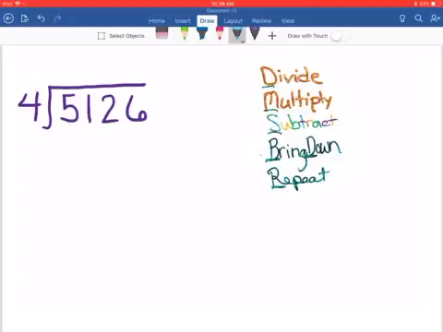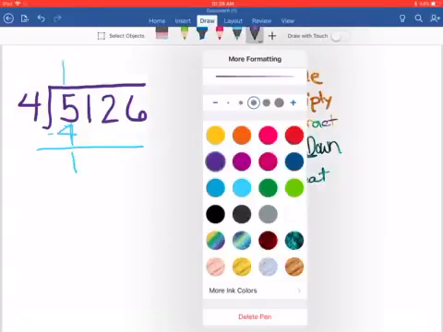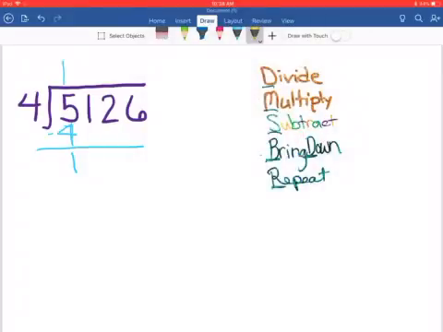All right, 5 divided by 4. I know that that can go one time. 1 times 4 is 4. 5 minus 4 is 1. And then I need to bring down the 1. So now I've got 11 divided by 4.